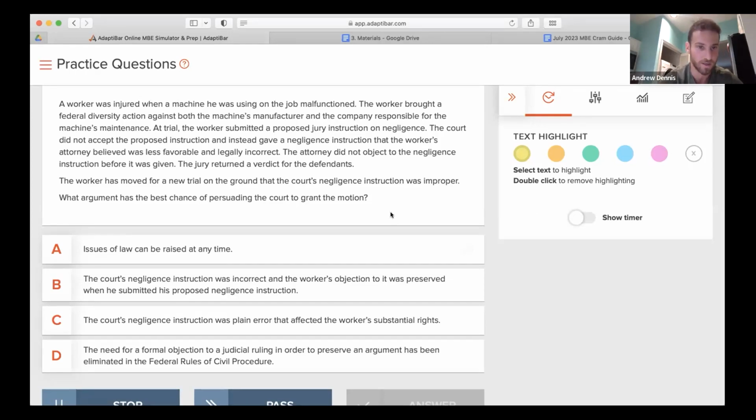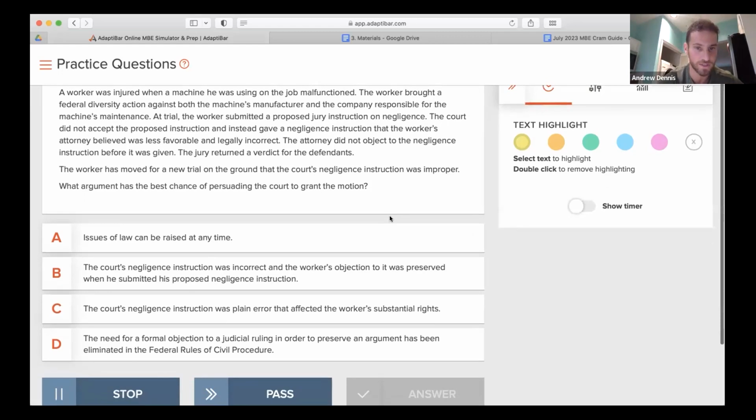Issues of law can be raised at any time. The court's negligent instruction was incorrect and the worker's objection to it was perceived when he submitted his proposed negligent instruction. The court's negligent instruction was plain error that affected the worker's substantial rights. The need for a formal objection to a judicial proceeding in order to preserve an argument has been eliminated from the federal rules of civil procedure.